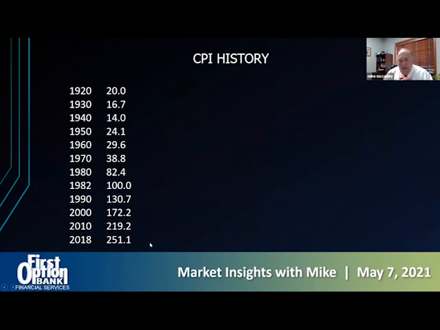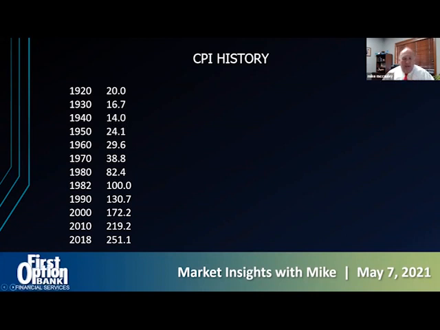A pretty big jump. And then you go back to 1930, where it dropped 16.7. Obviously, that was because of the Great Depression. And then 1940 was still recovering from all of that. So what we had there was deflation. And then you've had this growth on the CPI, Consumer Price Index. So that's what we're seeing.